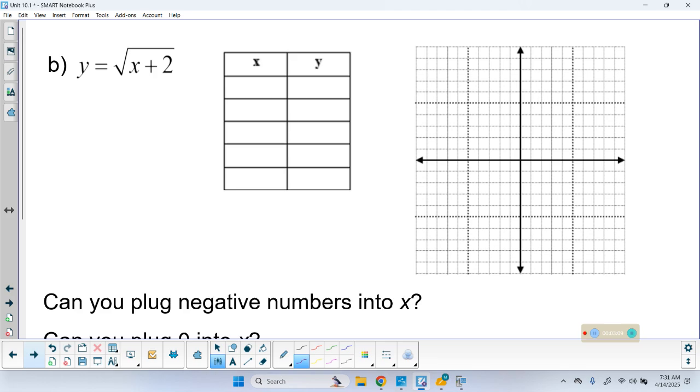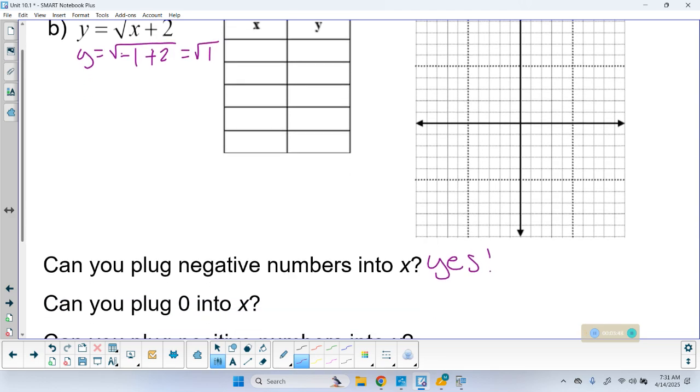With the next one, we have y equals the square root of x plus 2. Now it says, can you plug a negative number into x? We know we can't have a negative number underneath of the root, but is there a way to plug a negative number into x which would end up working? Let's plug in -1. We would have y equals the square root of -1 plus 2. Well, -1 plus 2 is 1, so it's the square root of 1, and we do still end up getting a positive number underneath of the root. So the answer for this one is yes. There are certain negative numbers we can plug into x.